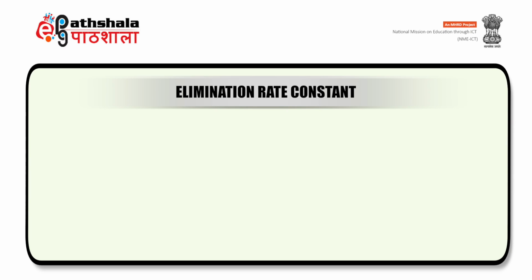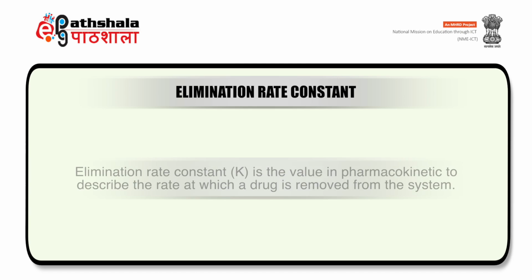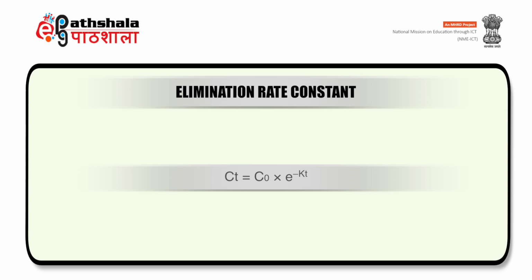The next factor in the adjustment of dose based on total body clearance is the elimination rate constant. The elimination rate constant is the value in pharmacokinetics which is used to describe the rate at which a drug is removed from the system. The equation shown in this slide describes its calculation, where Ct is the blood plasma concentration of drug at time t, C0 is the initial concentration when time is equal to 0, and K is the elimination rate constant.